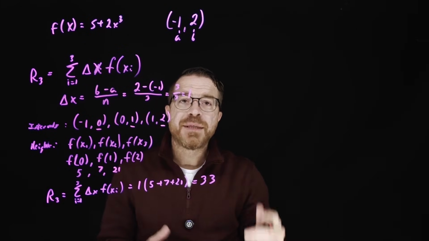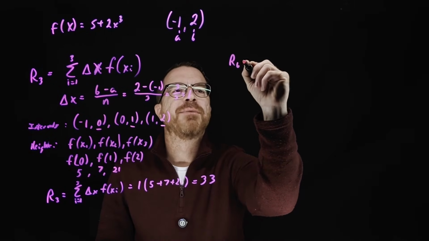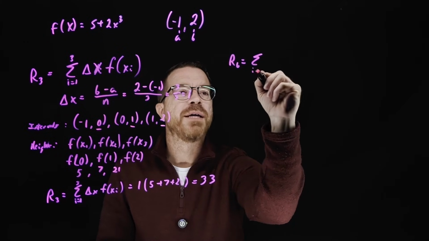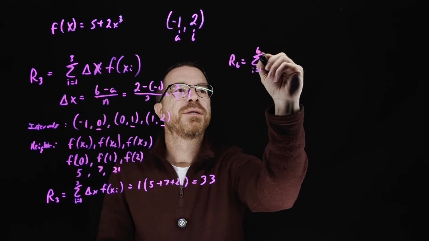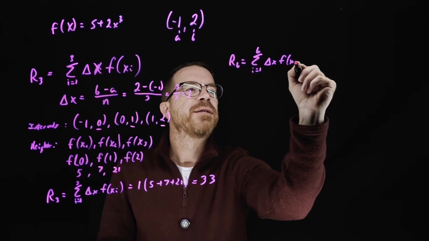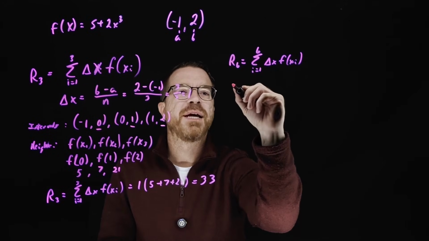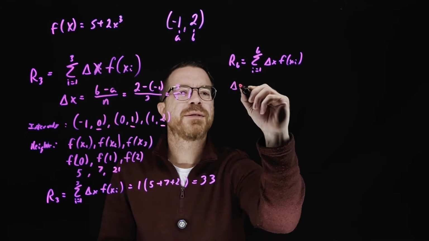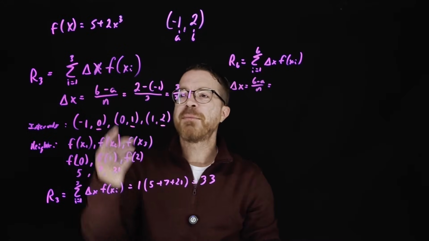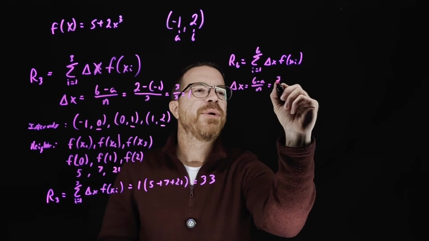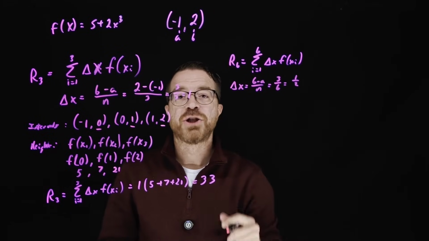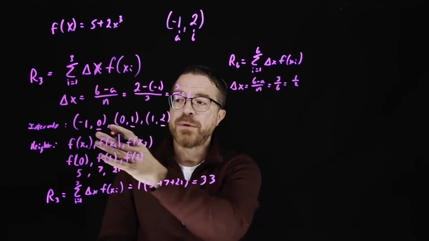What about if I want to do the same thing, but now I want to have 6 subintervals using my right-hand endpoints? Again, this is going to be the sum i equals 1, but now we're going up to 6 subintervals, delta x and f of x sub i. So let's figure out what our delta x is. Our delta x, which is just the width, is going to be b minus a over n. We know b minus a is equal to 3, but now we have 6 subintervals, so this is divided by 6, which gives us a delta x of 1/2.